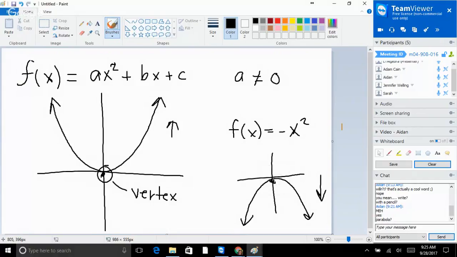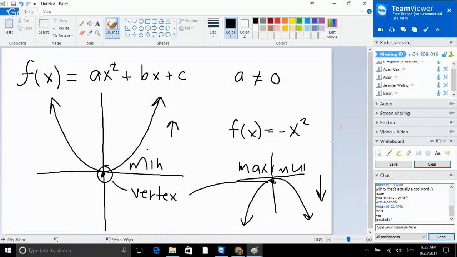So the vertex right here is actually the maximum value. My pen will work, right. The maximum value. And this is the minimum value. Is this all a review for you guys? It's good to review it anyway, right?